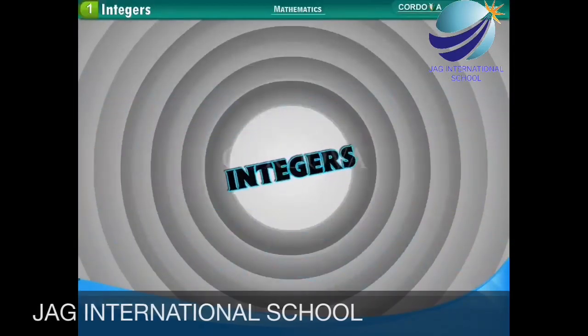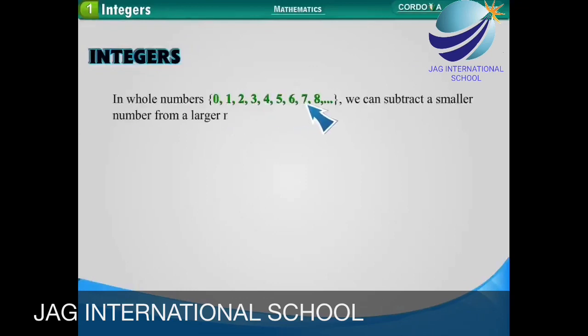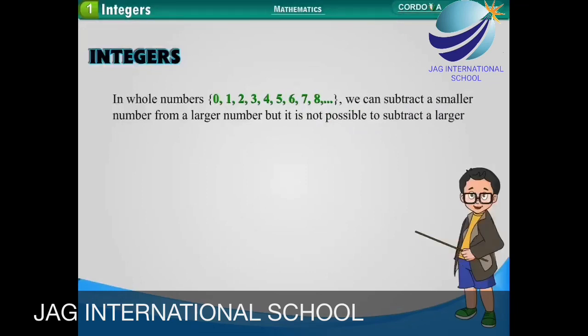Chapter 1: Integers. In whole numbers 0, 1, 2, 3, 4, 5, 6, 7, 8, we can subtract a smaller number from a larger number, but it is not possible to subtract a larger number from a smaller number. 7 minus 3 is equal to 4. 8 minus 5 is equal to 3.